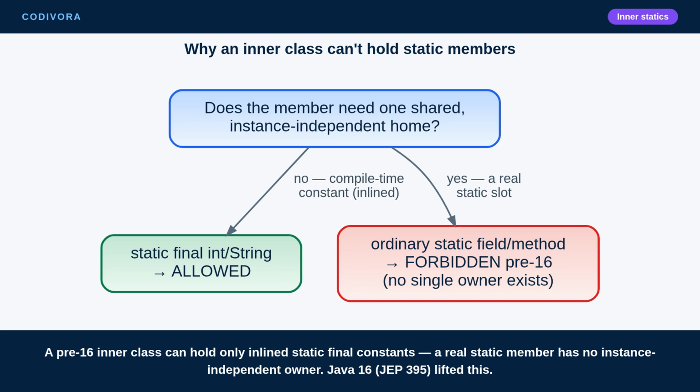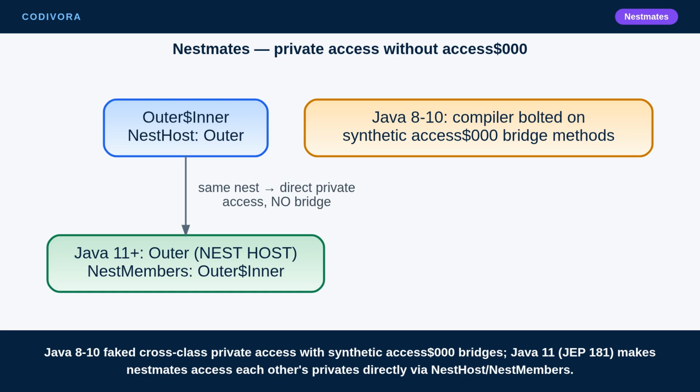The expert note: Java 16, in JEP 395, relaxed this, so inner classes can now declare statics. Interviewers love that version boundary. Now, how does private access across nested classes actually work?